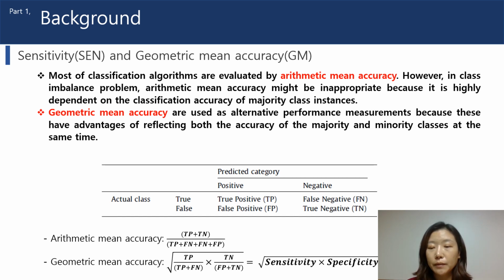Another problem in imbalanced data is the performance measurement. Arithmetic mean accuracy is a popular measurement, but it might be inappropriate because it is highly dependent on the accuracy of the majority. Geometric mean accuracy can be used as an alternative measurement because it handles both the accuracy of the majority and minority class at the same time. You can calculate the GM, sensitivity, and specificity using this confusion matrix.